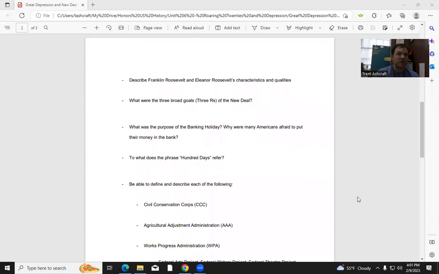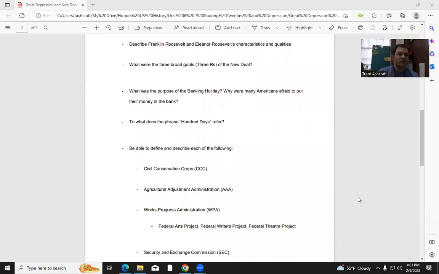Franklin Roosevelt, Eleanor Roosevelt's characteristics and qualities: as governor, as we said, governor of New York, direct aid to people. But he's also incredibly optimistic. He's a salesman. He knows how to use mass media. We talked about the fireside chats. Fireside chats are examples of times when Roosevelt would use the radio to come into people's homes and explain his policies. And he had a gift for this, a gift to convince people to support some of his policies.